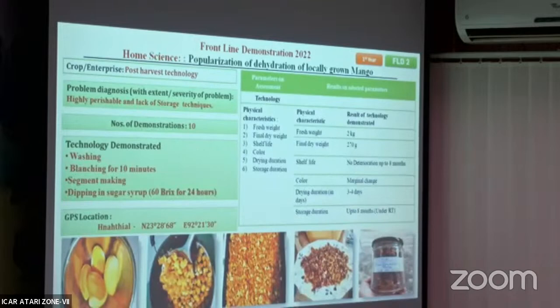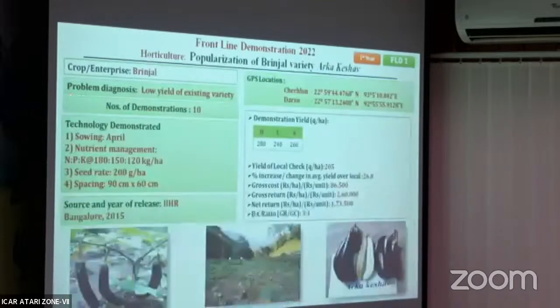And the second is the dehydration of locally grown mango. Here, our local mangoes have a very short shelf life. So we found that even our farmer friends accept this dehydration of local mango very much in our district. And the frontline demonstration on horticulture is the popularization of the regional variety Acacia.